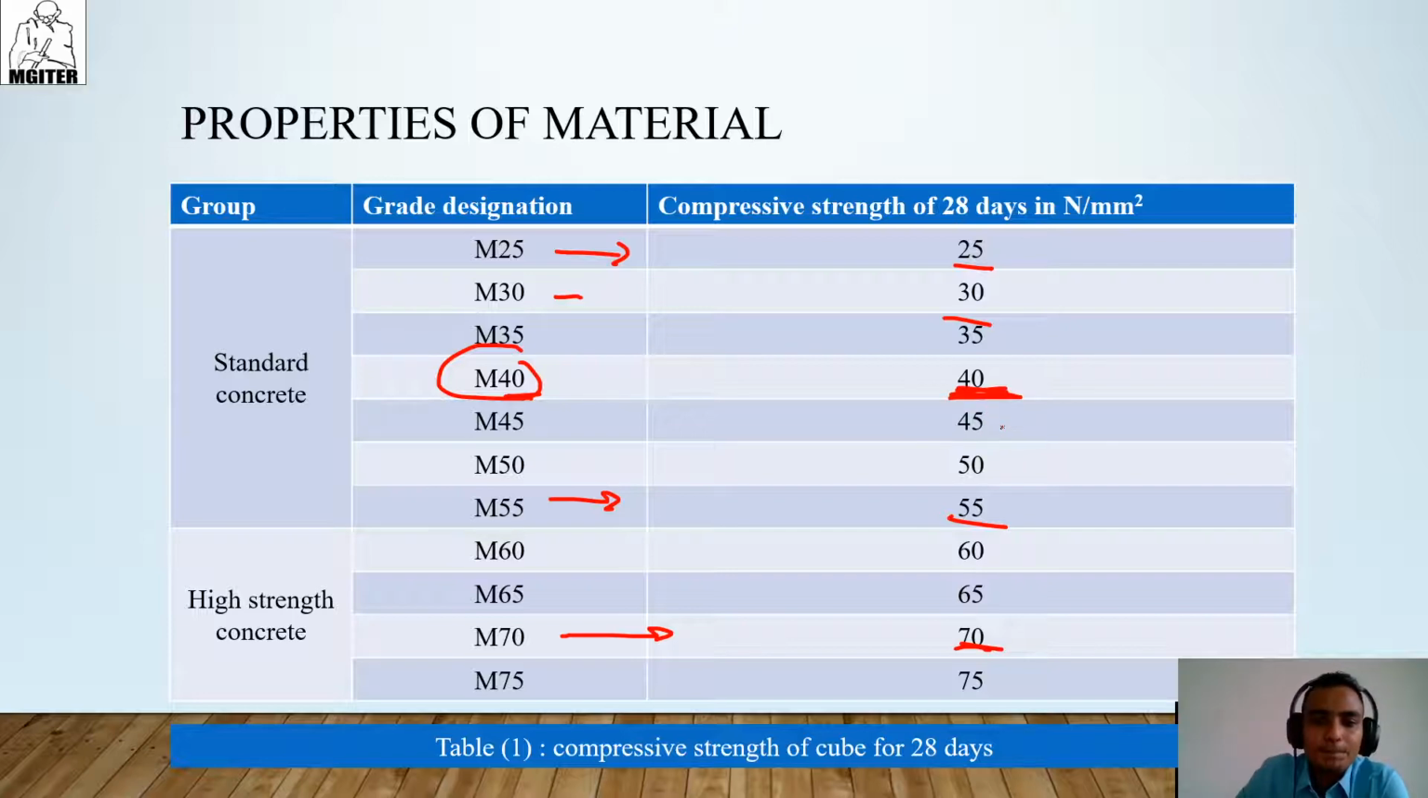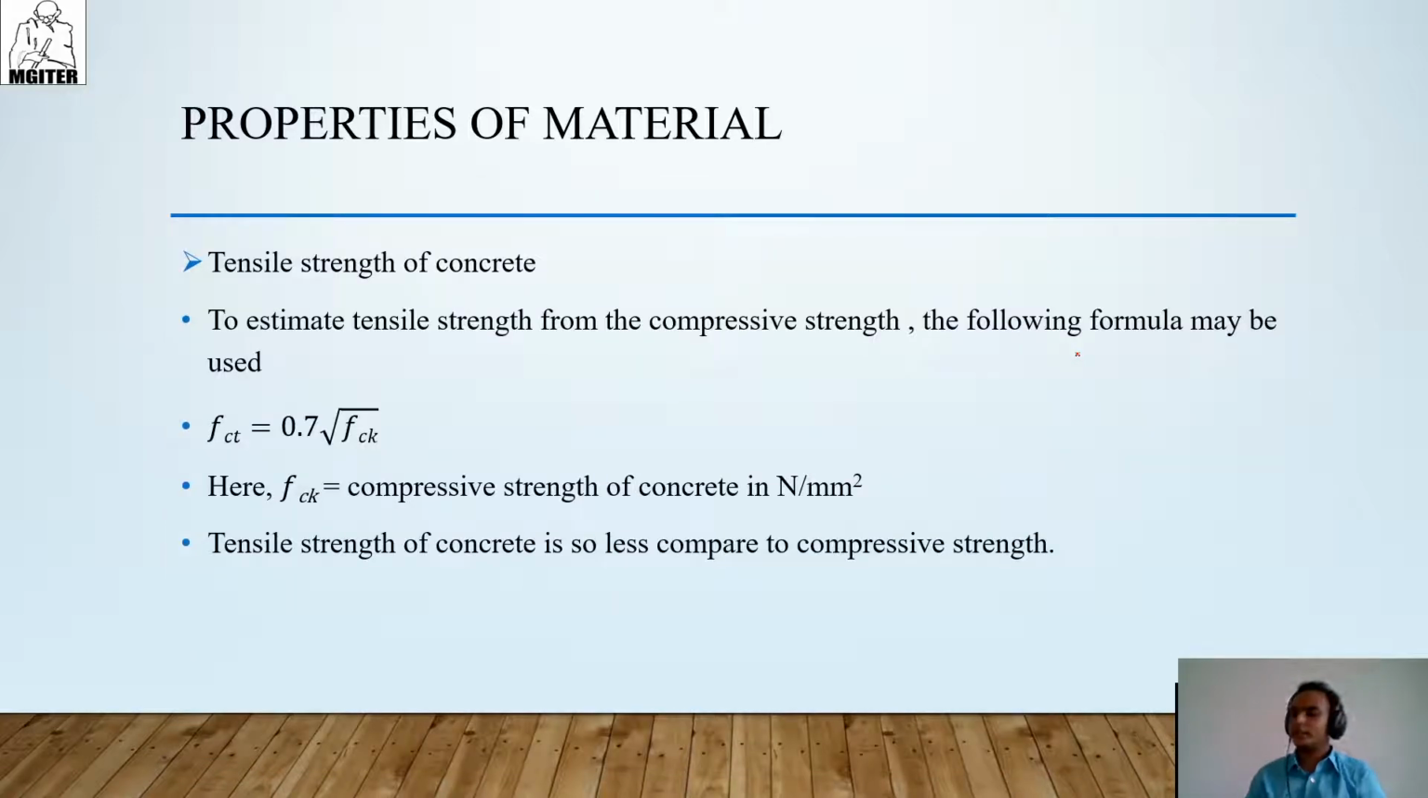Okay, understand? If I ask what is M30, what is M30 grade cement? So what is defined by 30? So 30 is the compressive strength of concrete in 28 days in Newton per mm square. Okay, understood? Next, properties of material.